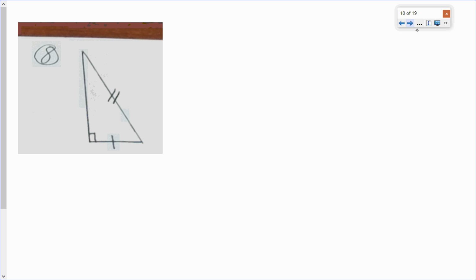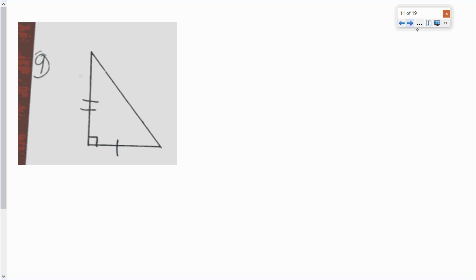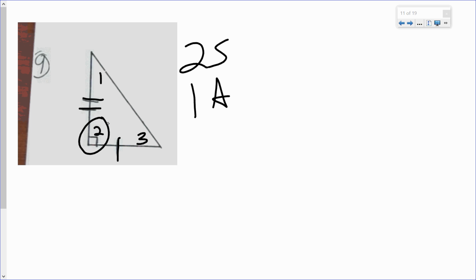We're going to skip 8 for now. Let's go to 9. I have 2 sides marked. I have 1 angle marked. Is the angle that's marked the angle that's between the 2 sides? Well, let's number the angles. Which angle is between those 2 sides? 2 is. Is that the angle that's marked? Yes. So the A goes between the 2 S's. And SAS would be my answer.